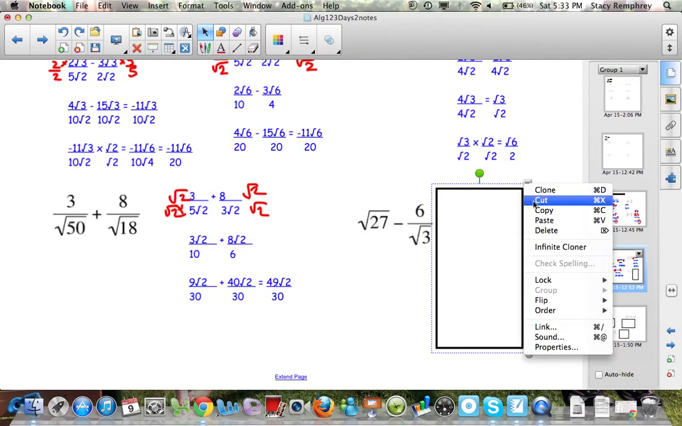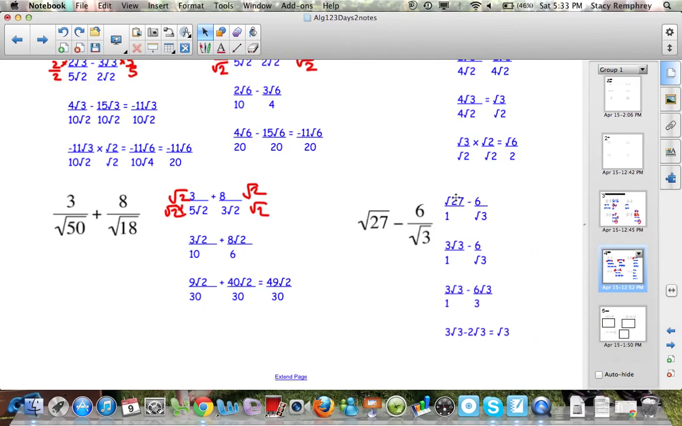In this one, please remember the square root of 27 is the same as the square root of 27 over 1. I simplified the square root of 27. I decided to get the square root out of the denominator, so I multiplied top and bottom of the right side by the square root of 3 over 3. And by doing that, I got to 6 root 3 over 3.